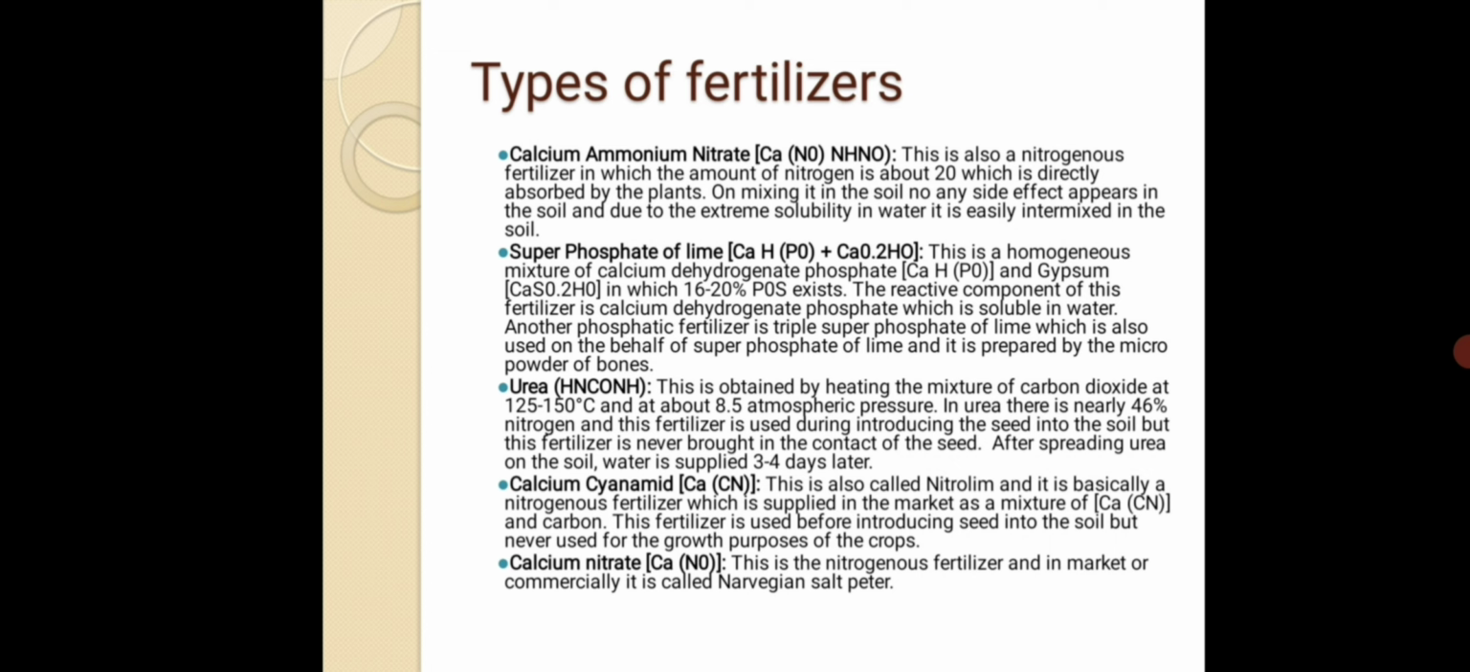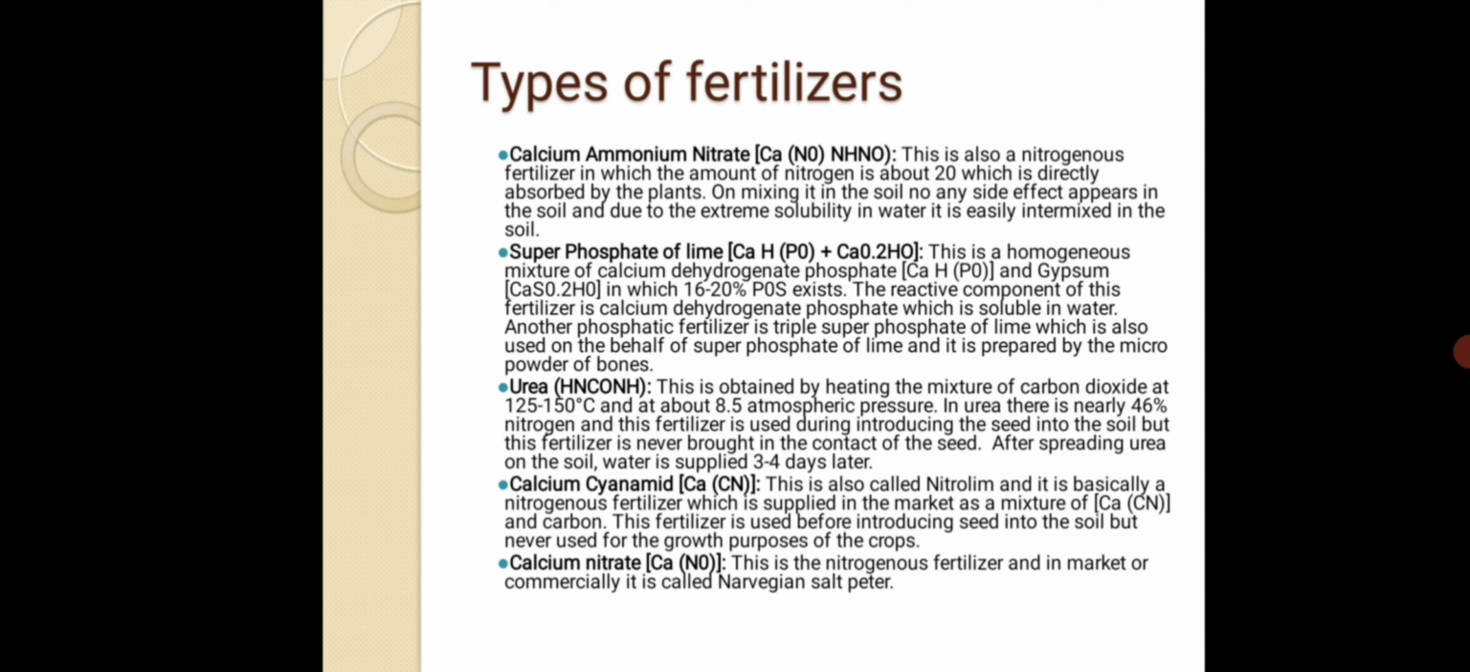Calcium ammonium nitrate is a nitrogenous fertilizer which contains 20% nitrogen. Then superphosphate of lime contains about 16 to 20% phosphorus, which means 100 kg of superphosphate contains only 16 to 20 kg of phosphorus. So we need to calculate how much phosphorus is needed and how much of this fertilizer is needed. Then urea. Urea contains 46% nitrogen.